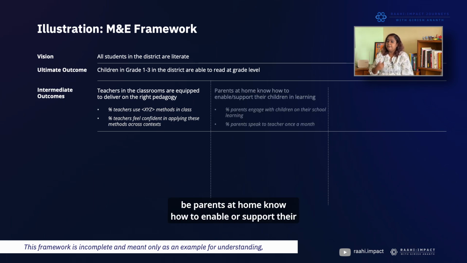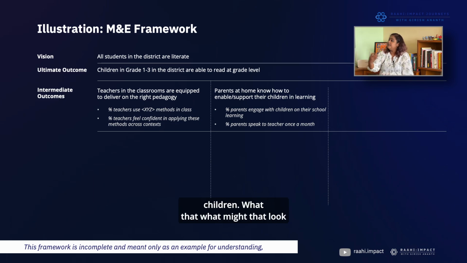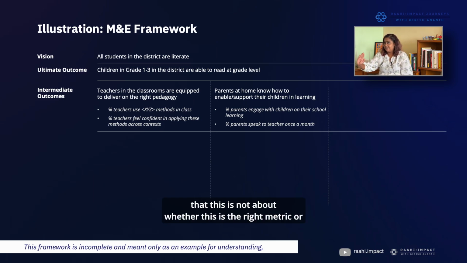The second thing might be parents at home know how to enable or support their children. What might that look like? It might look like parents actually asking their children about what they have read or spending time at home with their children. So I might decide that the metric here becomes amount of time parents spend at home. So that's a particular metric. Right. Again, I do want to emphasize that this is not about whether this is the right metric or not. These are just broad examples.